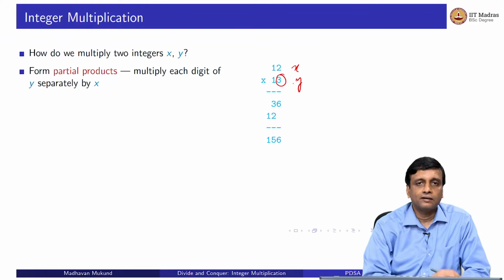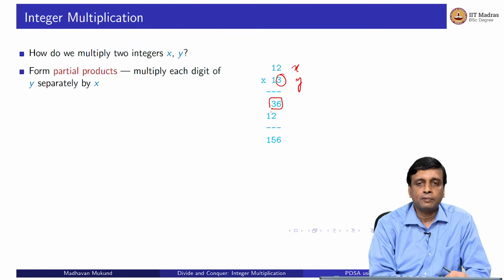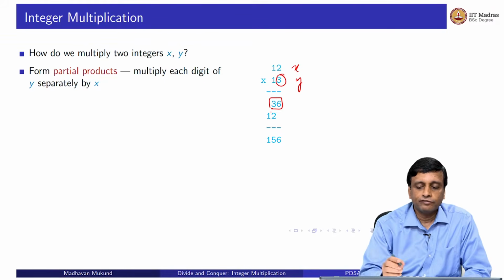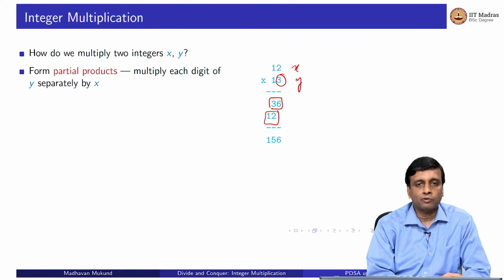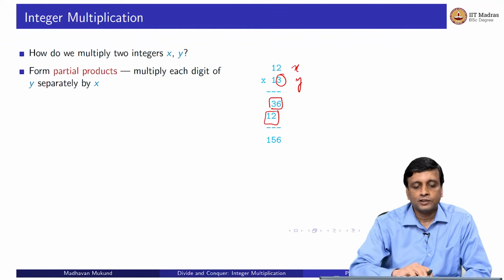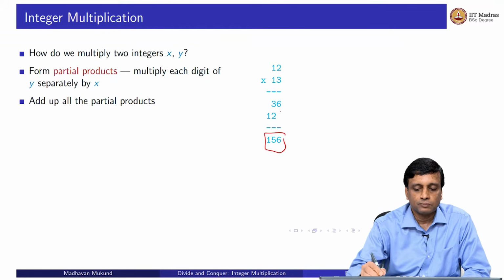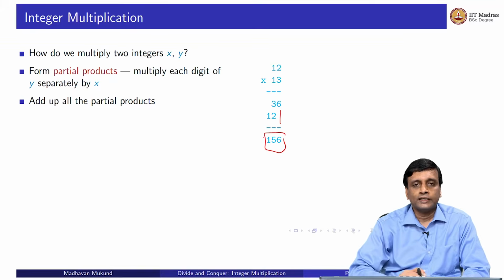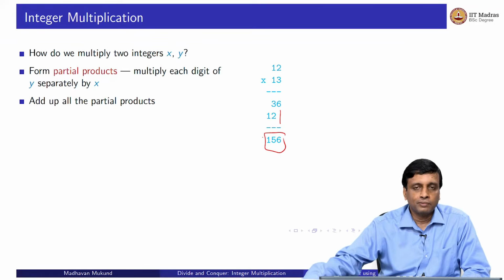We take the units digit of y and create this product of the units digit of y multiplied by all of x. Then we shift by 1 to account for the 10 factor, and then we take the tens digit and again we multiply. So we form one more partial product, and then we add up these partial products, and this gives us the actual sum. Depending on the number of digits, we will have as many partial products as there are digits in the second number y, and we will have to add up that many partial products.